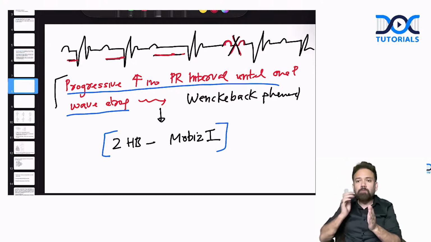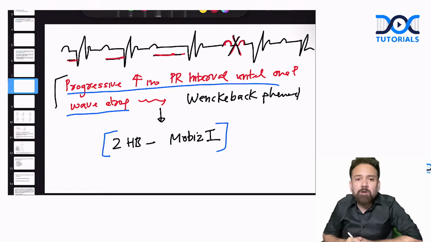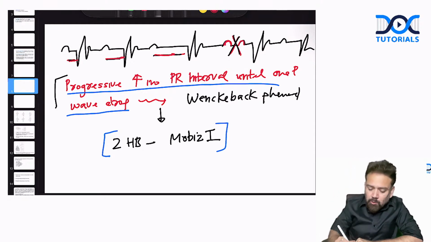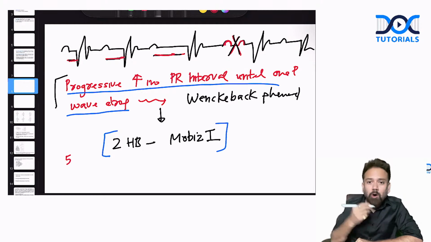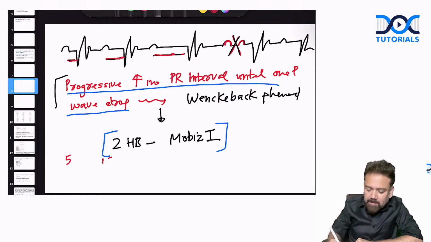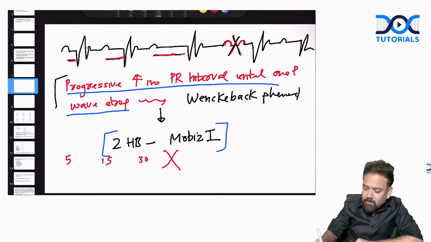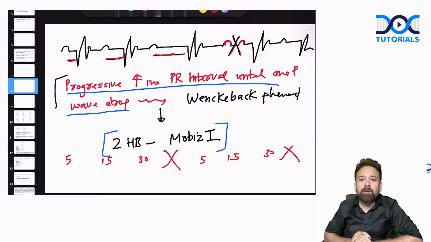One drop. For example, you have to meet someone. You have to go on your date. On the first meet, you are 5 minutes late. On the second meet, you are 15 minutes late. On the third meet, you are 30 minutes late. On the fourth meet, you are not there. Again, you will say sorry. And again, 5-minute delay, 15-minute delay, 30-minute delay, again absent. It is called Wenckebach phenomenon.